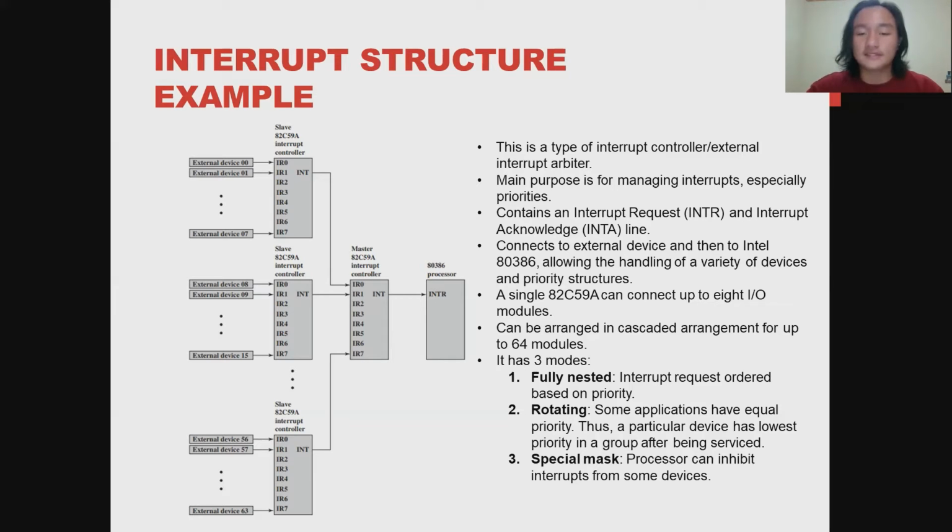The first one is fully nested, where interrupts requested are ordered based on priority. The second one is rotating. Some applications have equal priority, thus a particular device has the lowest priority in the group after being serviced. The third one is special mask, where the processor can inhibit interrupts from some devices.